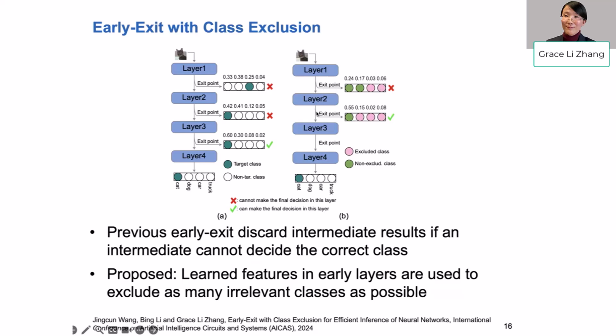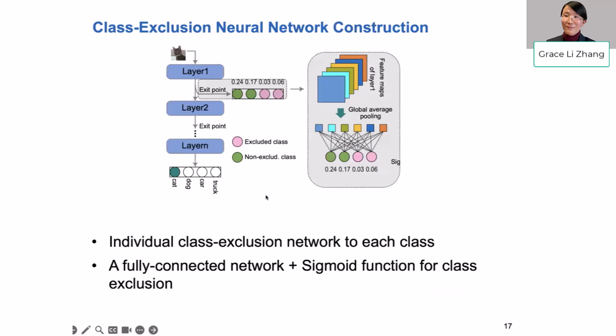And after that, if you go to the second layer, then you learn more specific patterns. Then you can exclude more classes again, until you have only one class, and this class is the target class, that is a cat. So you can exit even earlier compared to the early exit. So this is class exclusion, using the learned features to exclude irrelevant classes as early as possible. But to realize this class exclusion, we have to construct the class exclusion network.